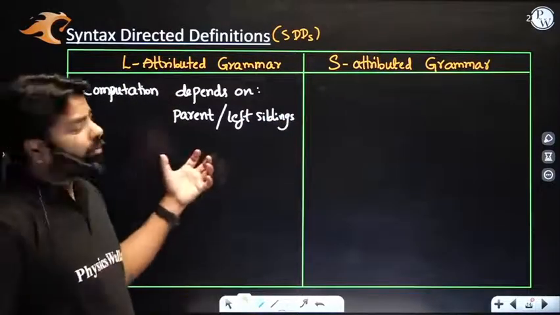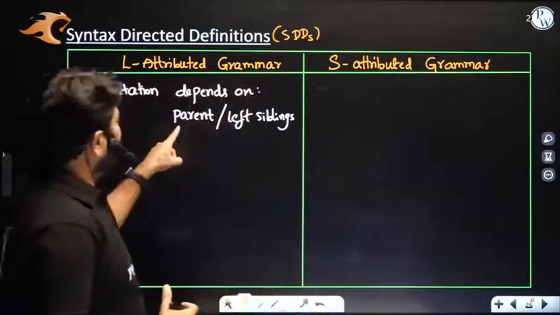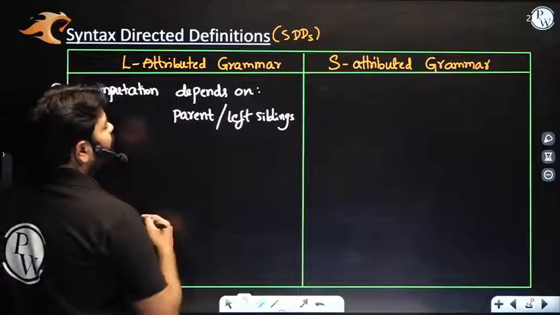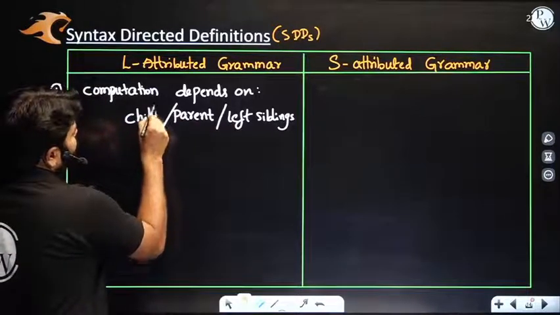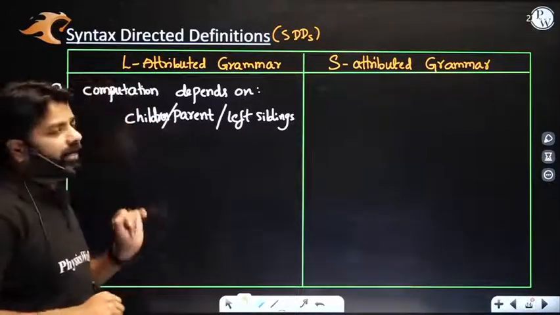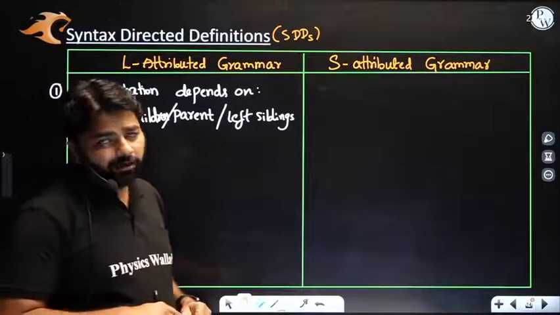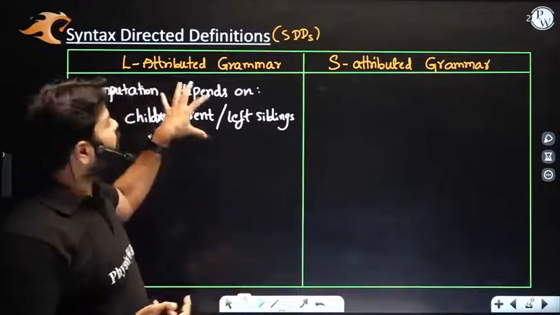So this is about L-attributed grammar. In the L-attributed grammar, it can depend on parent or left sibling. There is one more. You can also depend on child or children. This is a new concept. If I don't write this children, you might be assuming it is inherited, but it also can follow synthesized concept. So it's a very important grammar.